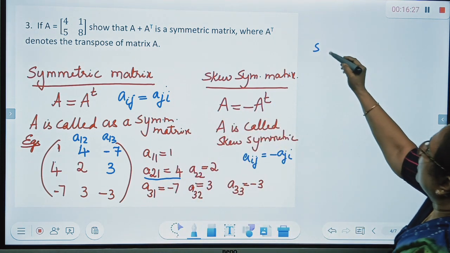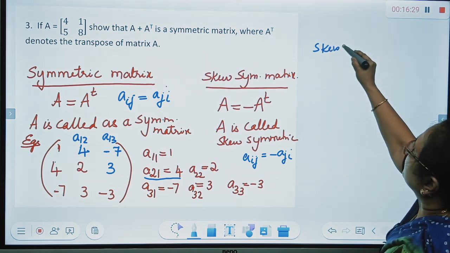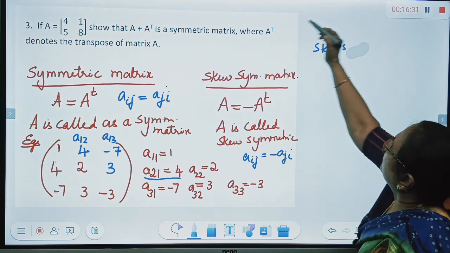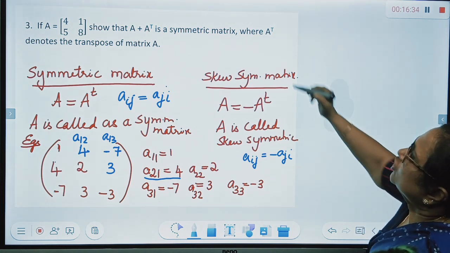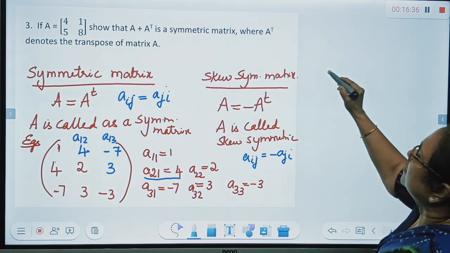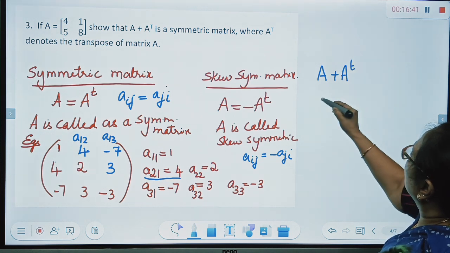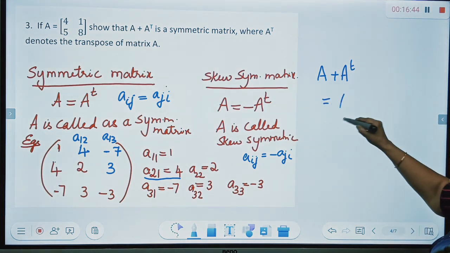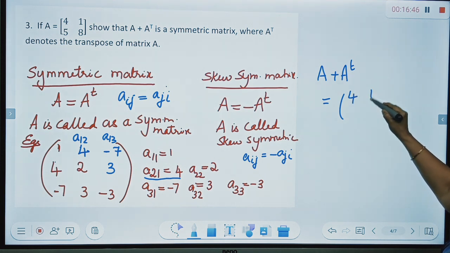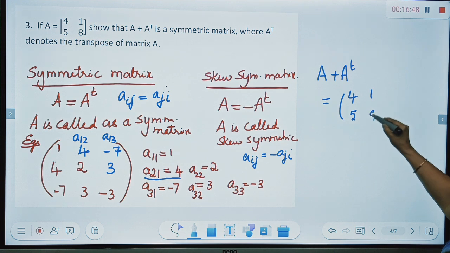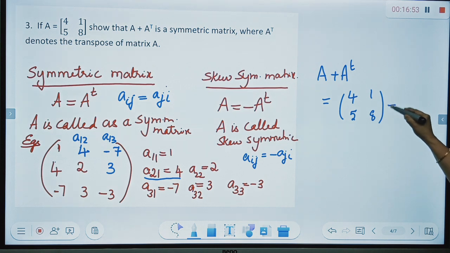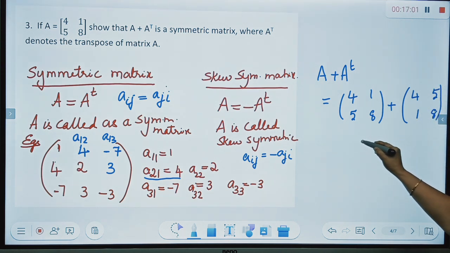I am going to give you an example of a skew symmetric matrix. But before that, maybe we can even finish off this sum. Prove that A plus A transpose is symmetric. Now, A plus A transpose will be, for the given problem, 4, 1, 5, 8 plus A transpose, which is 4, 5, 1, 8.